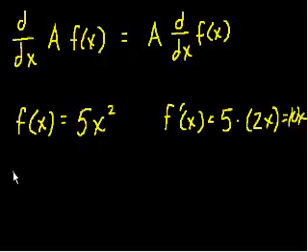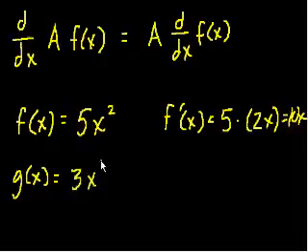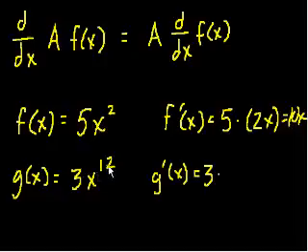Similarly, if I had g of x, I'm just using a different letter, g of x is equal to, let's say, 3x to the 12th. Then g prime of x, or the derivative of g, is equal to 3 times the derivative of x to the 12th.